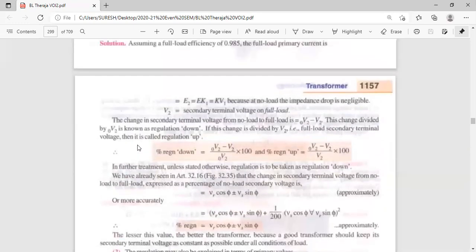Okay. Now see here. Change in secondary terminal voltage from no load to full load. What do you mean by no load? Yesterday we had discussed no load test. What do you mean by no load in the previous class? In transformer, what do you mean by no load?